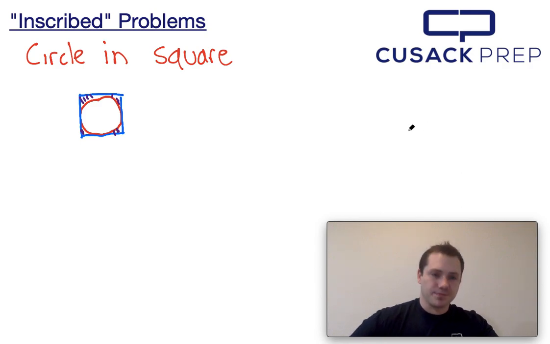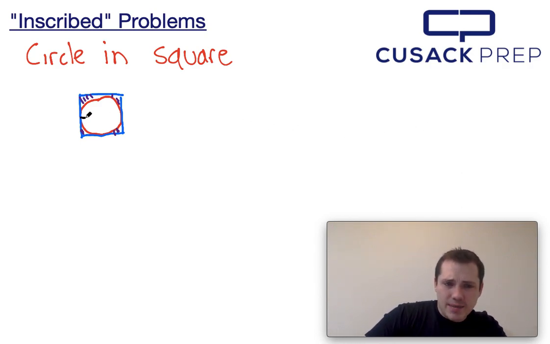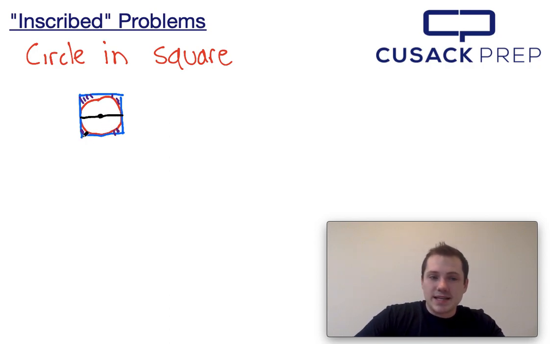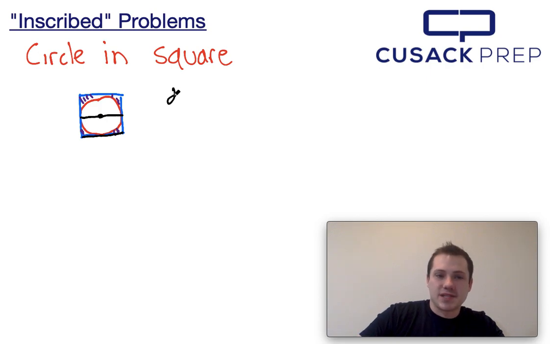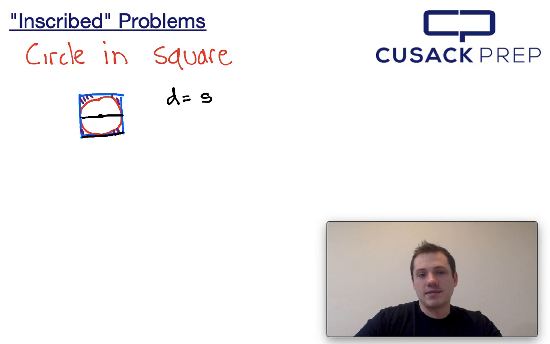So here, let's draw the diameter of the circle. The diameter would go right through the circle. Notice how that's the exact same thing as the side of the square. So when the circle's inside of a square, the diameter is equal to the side of the square, or we could say D is equal to S.